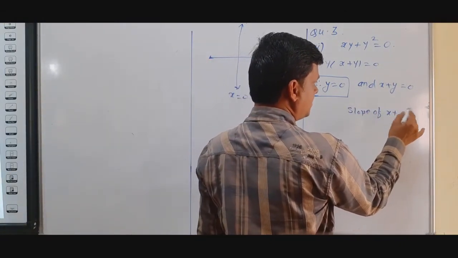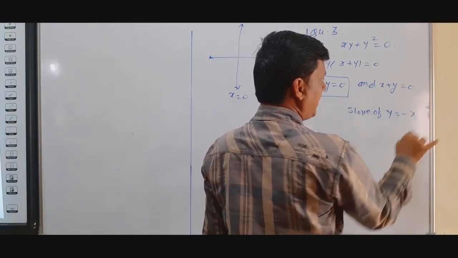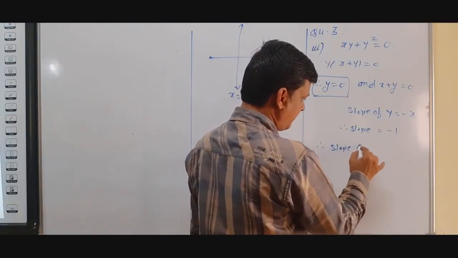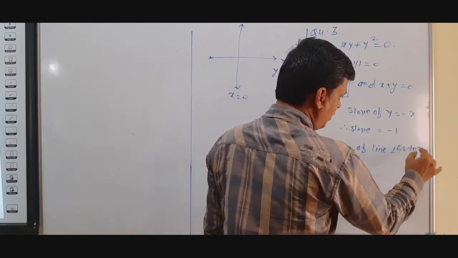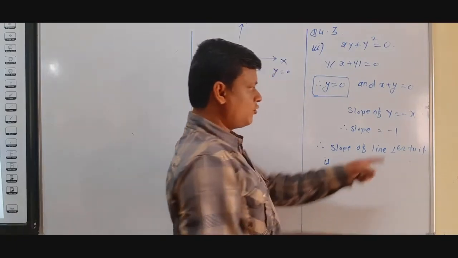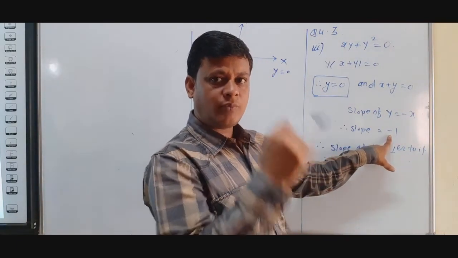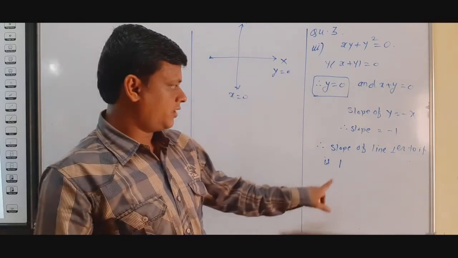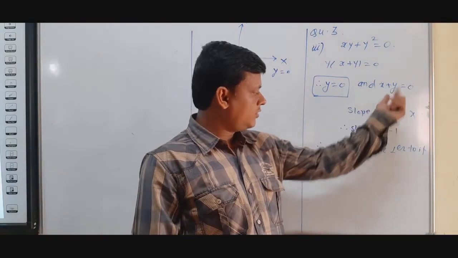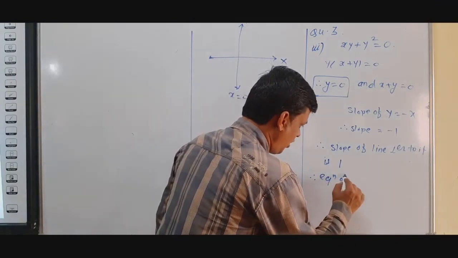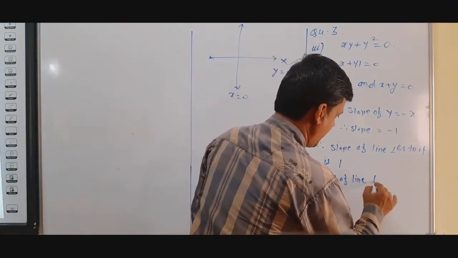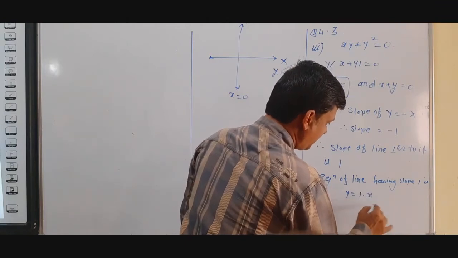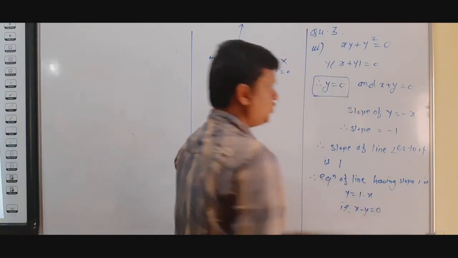Slope of x plus y equals to 0. For that we write y equals to minus x. Therefore slope is equal to minus 1. Therefore the slope of the line perpendicular to it is, we have to take the reciprocal of minus 1, so minus 1 upon 1, and we have to change its sign. So after changing the sign we get plus 1. So the slope of the line perpendicular to this line is 1. Therefore, the equation of the line having slope 1 is y equals to 1 into x, that is x minus y equals to 0.